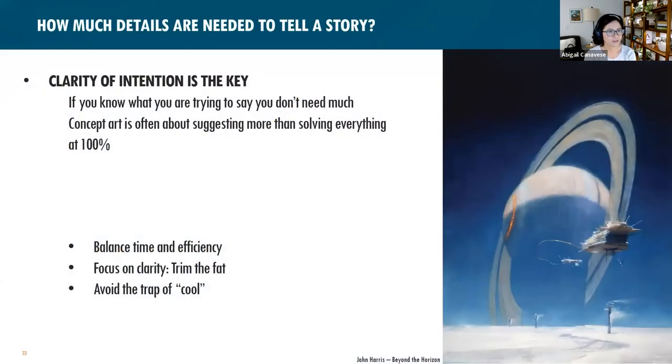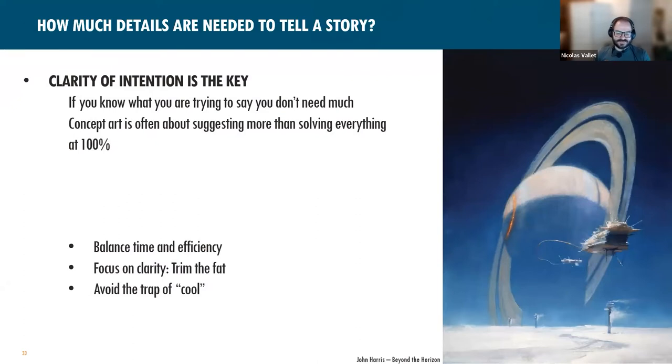That's you again, Nicolas. Is it? Yes. So in general, I think the clarity of intention is the key. So it's not so much a number or a quantity. If you know what you're trying to say, you won't need to say too much. Concept art is about suggesting more than solving everything at 100%, because you're not going to be the one solving the final product. Most of the time we're a cog in a bigger machine.